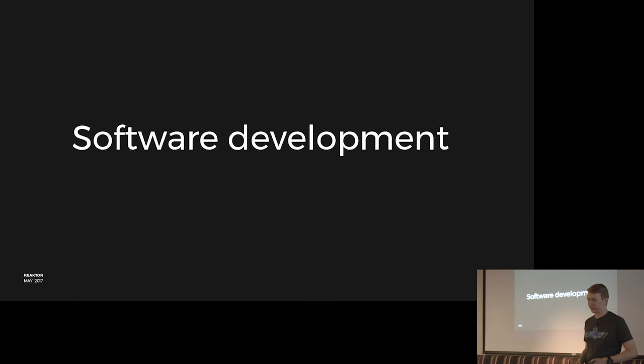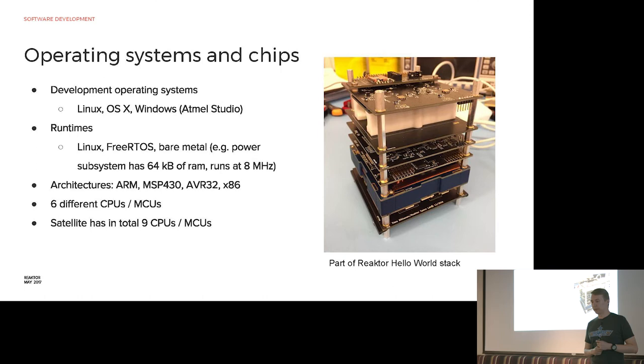So what kind of software development are we doing? We're not covering too much about the hardware development. Maybe that's a separate speech. But on the software side, on the right-hand side, we can see part of the stack of the Hello World satellite. So we have different subsystems on different layers. They are interconnected and do different things. To develop for this and the ground infrastructure, we're using basically all the operating systems. Windows we use because Atmel, which is the big chip maker that we also use chips from, has the Visual Studio based Atmel Studio, and that's running on Windows.